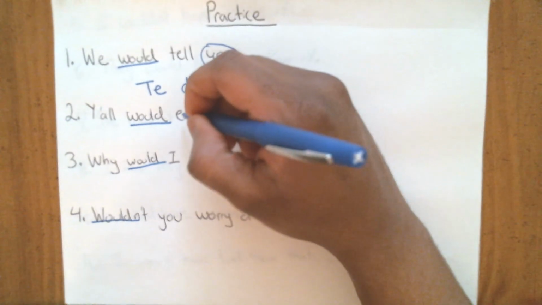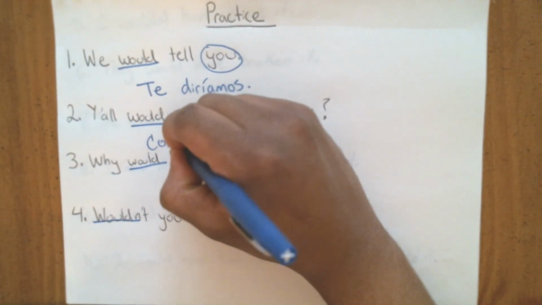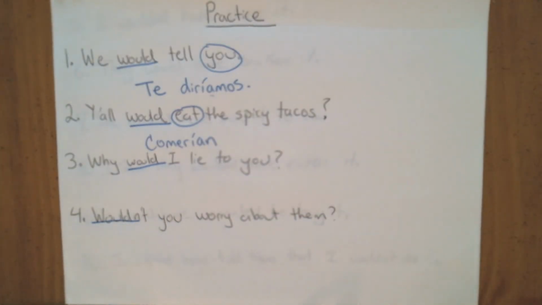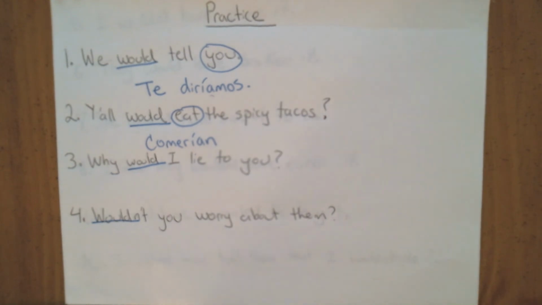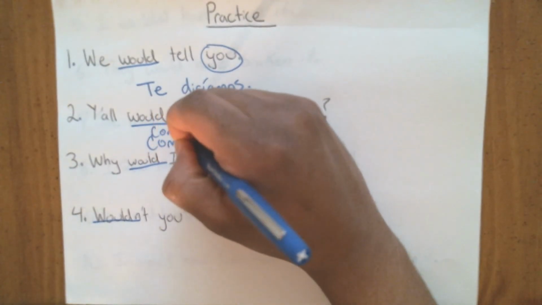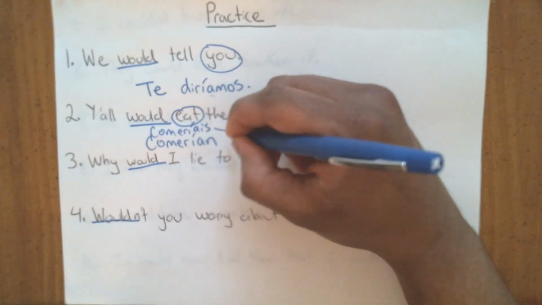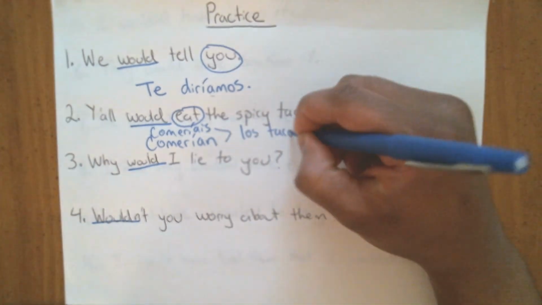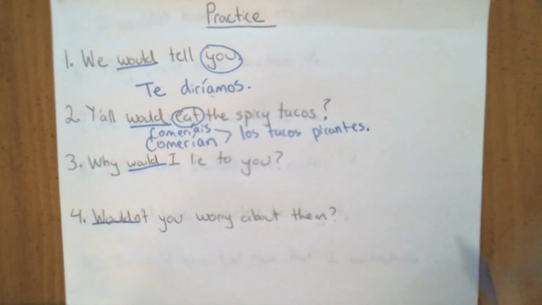Y'all would eat the spicy tacos. Okay, so we know that the verb that we need here is comer, so comerían, or comeríais if you're being informal, it doesn't matter. This one is formal. You could say comeríais if you're being informal, but either way, comeríais or comerían los tacos picantes. Remember, you always, for the most part in Spanish, put your noun, then your adjective, all right?